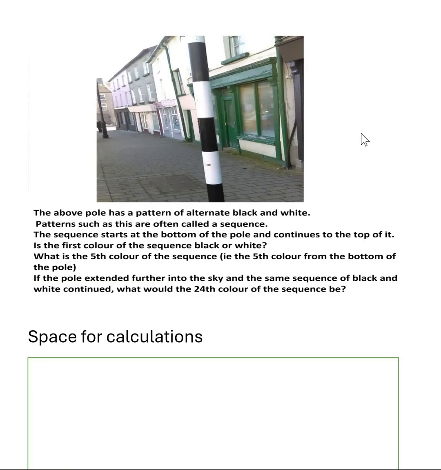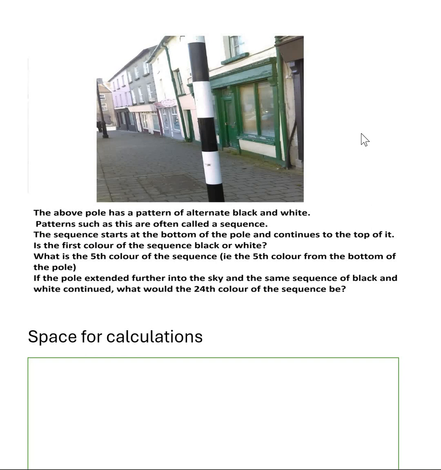So it says the above pole has a pattern of alternate black and white. Patterns such as this are often called sequences. The sequence starts at the bottom of the pole and continues right up to the top of it. It says, is the first color of the sequence black or white? Well, you're going to have to find that out.